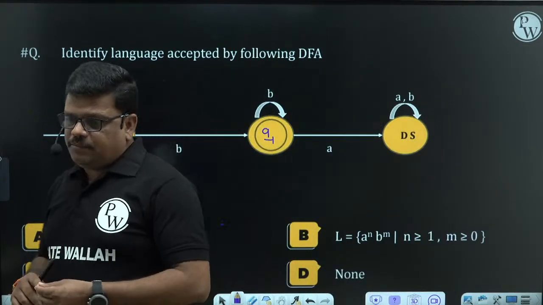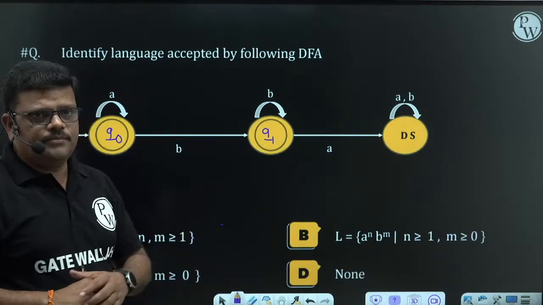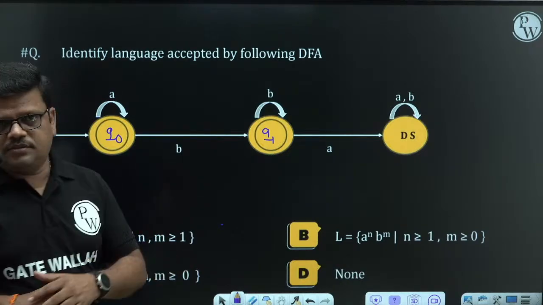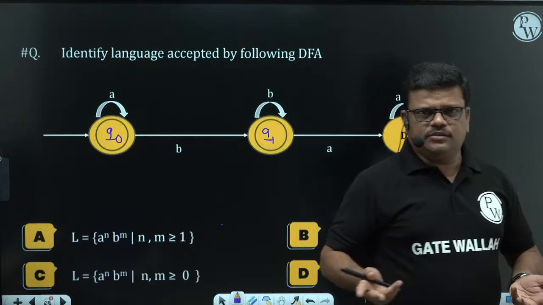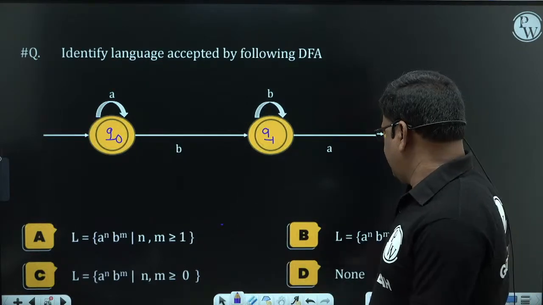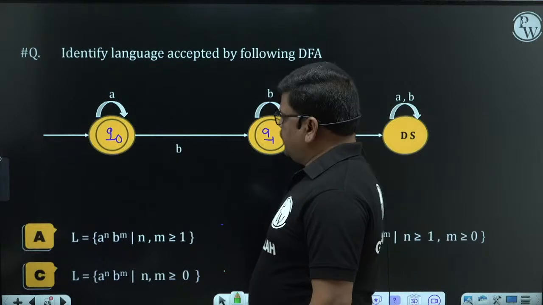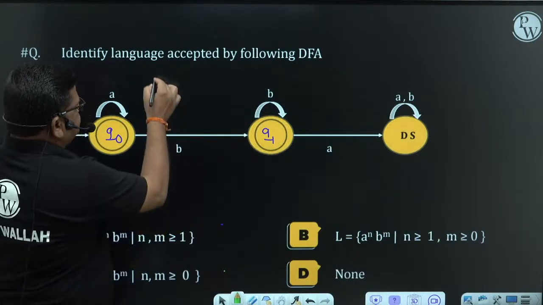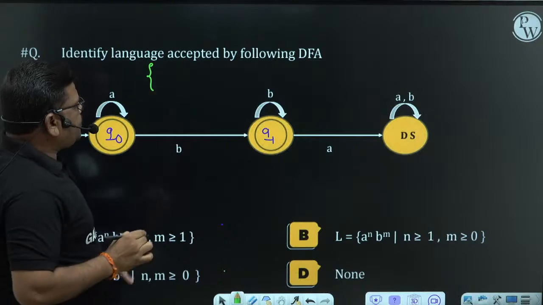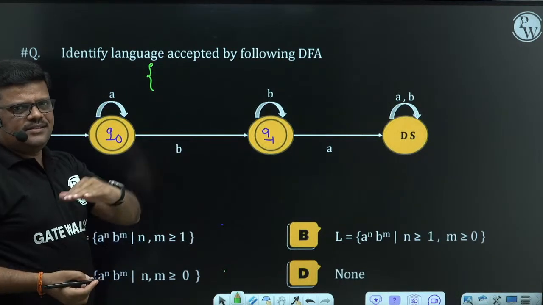The language can be shown in this way, or just some sentence you will write, or sometimes in regular expressions. Elimination is very easy. Now we can solve the question in seconds if we use elimination. First, to solve this type of question, what type of strings are accepted by this DFA? Recognize some strings.